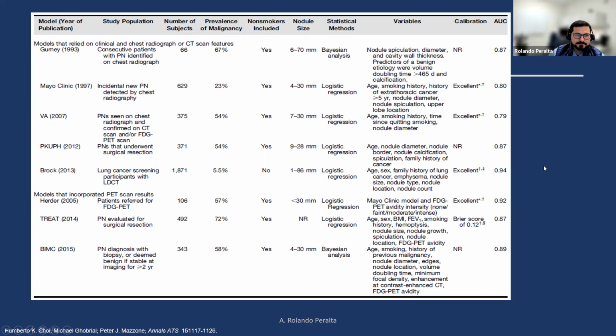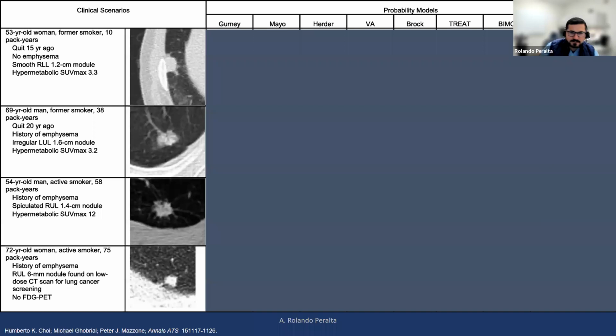So let's play a little bit. I love this article when I read it, because it puts real world perspective into specific cases. So we have several models up top, and then we have patients on the y-axis. So the first case is a 53-year-old lady. She's a former smoker, 10-pack year history, quit many years ago at 15. No emphysema on imaging. It's a smooth right lower lobe, 1.2 centimeter nodule. And it is hypermetabolic by PET-CT with an SUV max of 3.3.